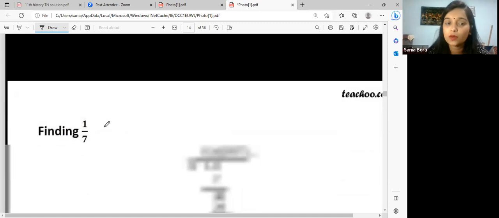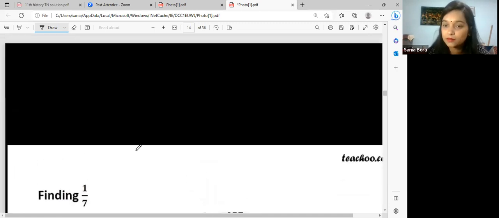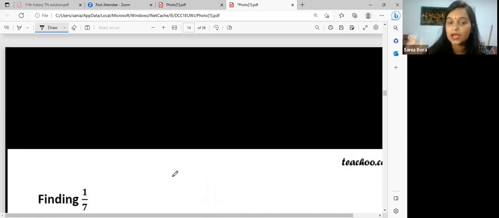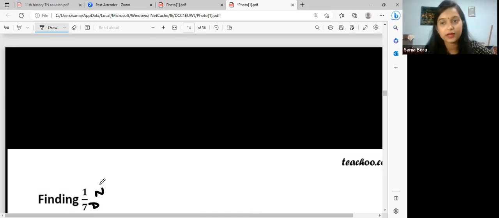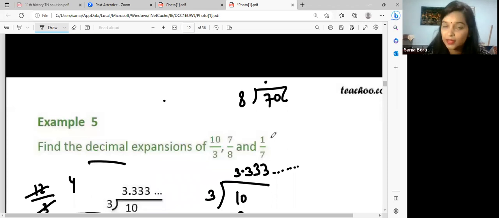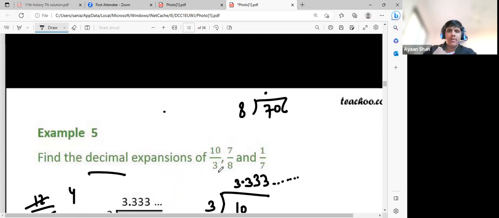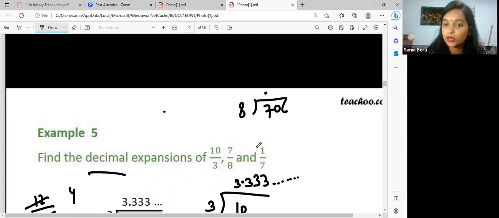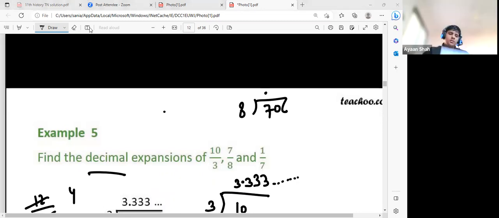Now the third one is 1 upon 7. Again the same thing, right? The denominator is greater than the numerator. So I think you can solve it, right? So we do 7 and 1.0. 7 1 is 7. You will simply put 0 over here, so it will be 10. And then you can solve it, right? Okay. So first you will solve 10 upon 3, it's quite easy. Then 7 upon 8. Then 1 upon 7.